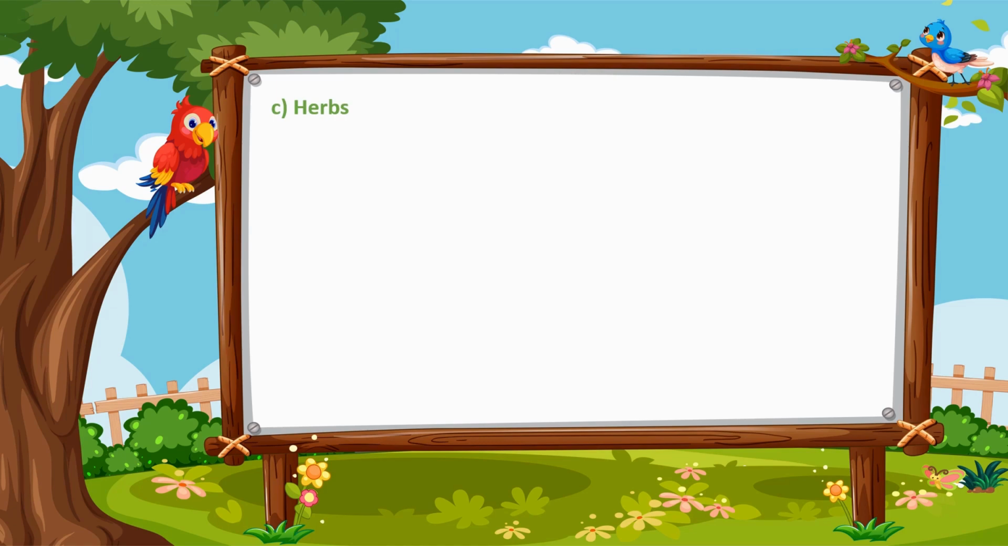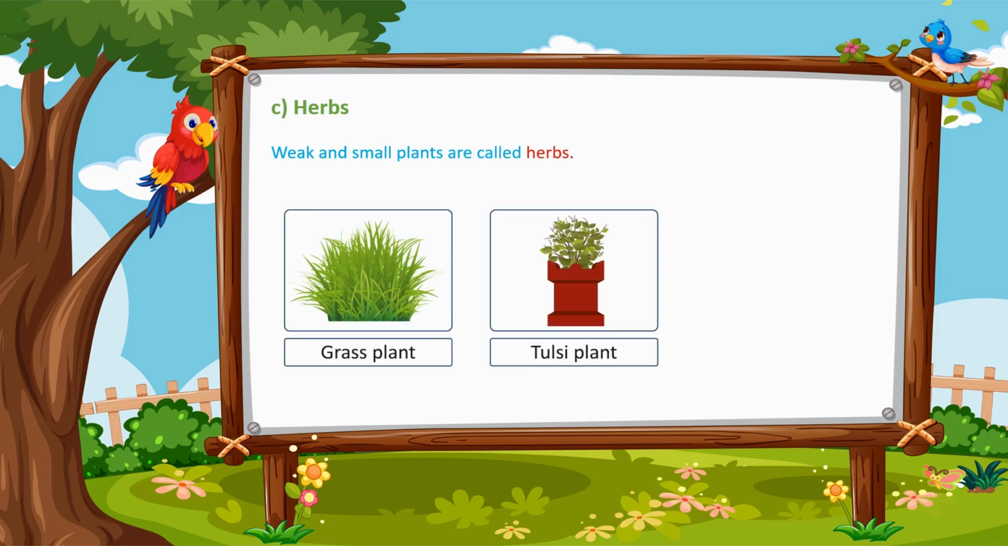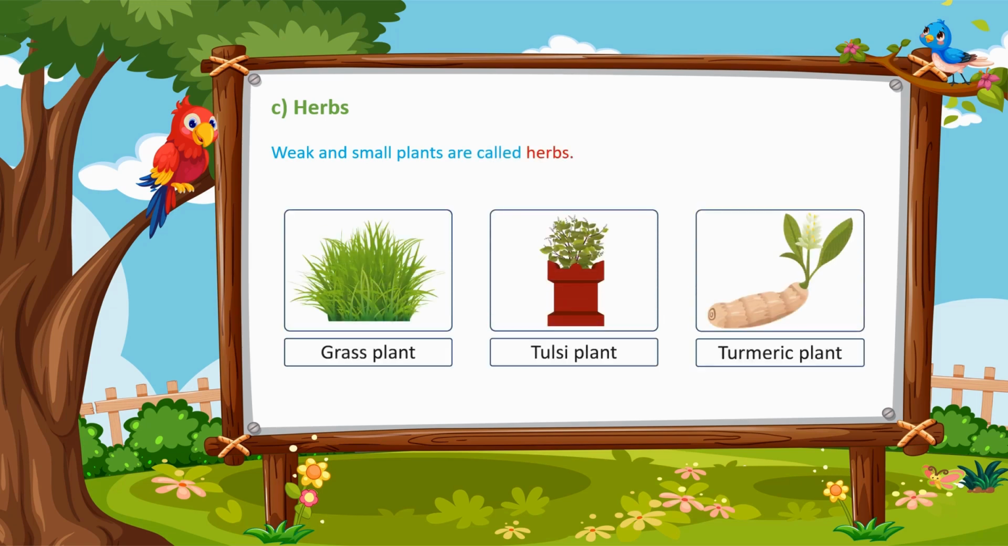C. Herbs. Weak and small plants are called herbs. Grass plant, tulsi plant, turmeric plant.